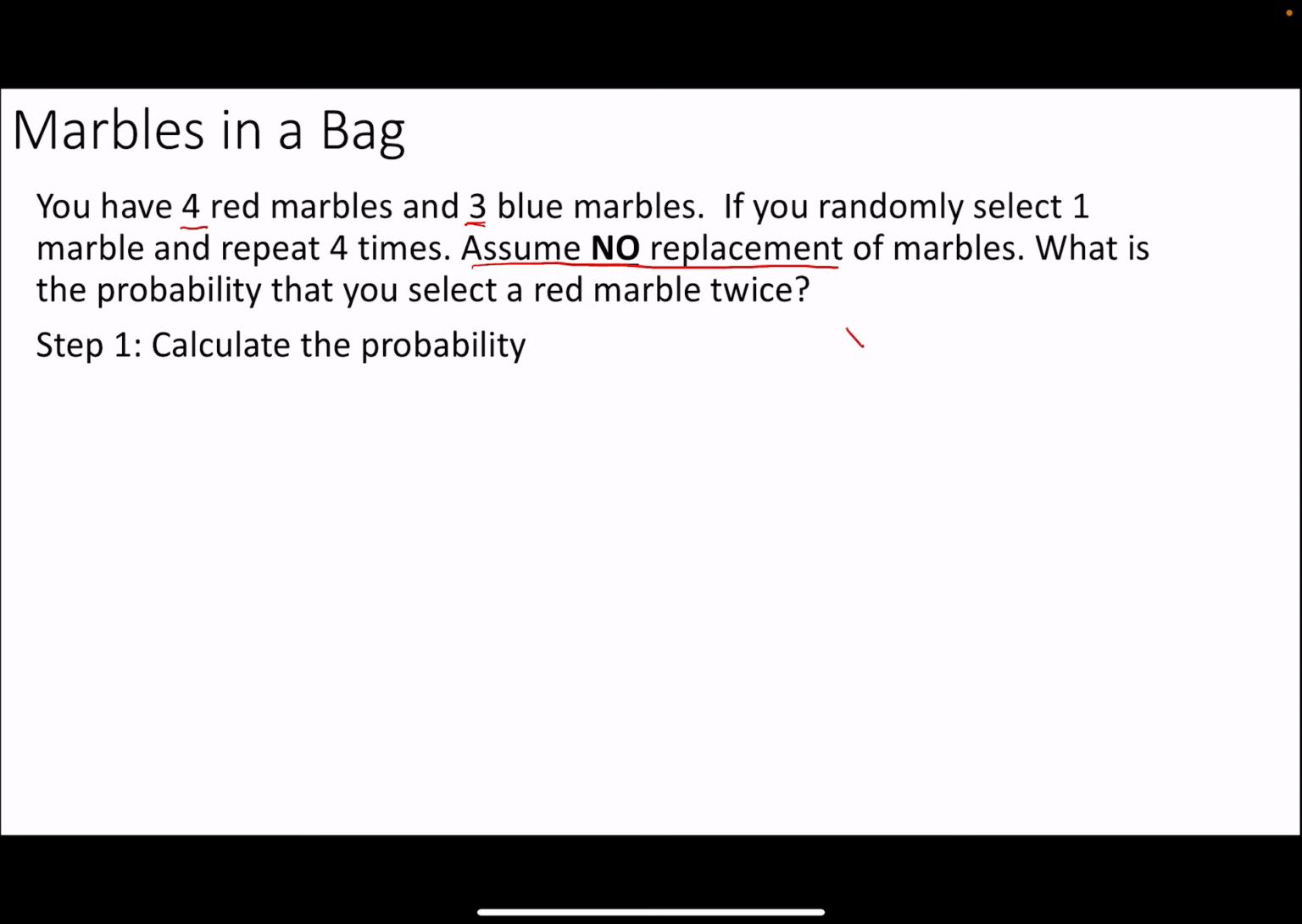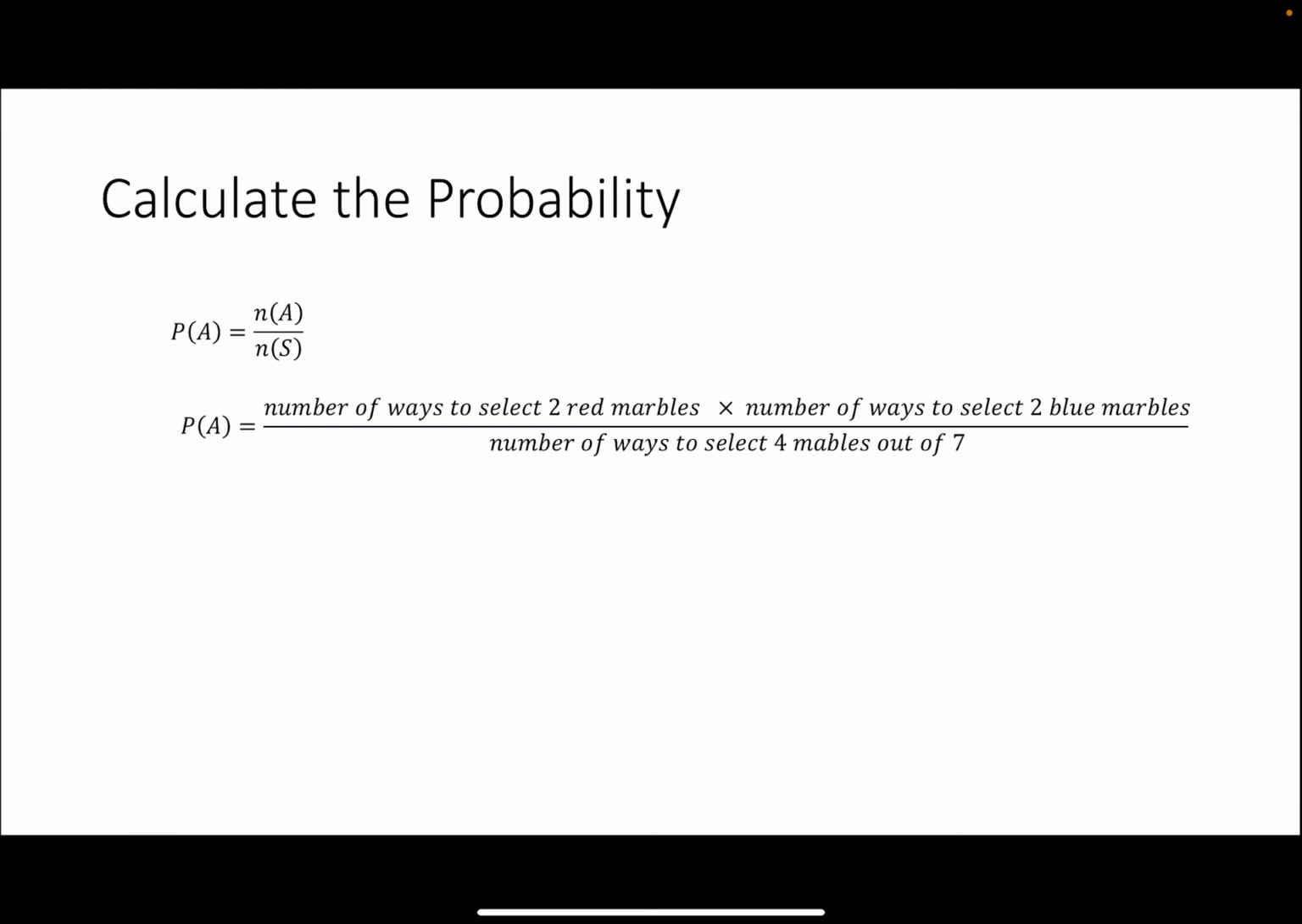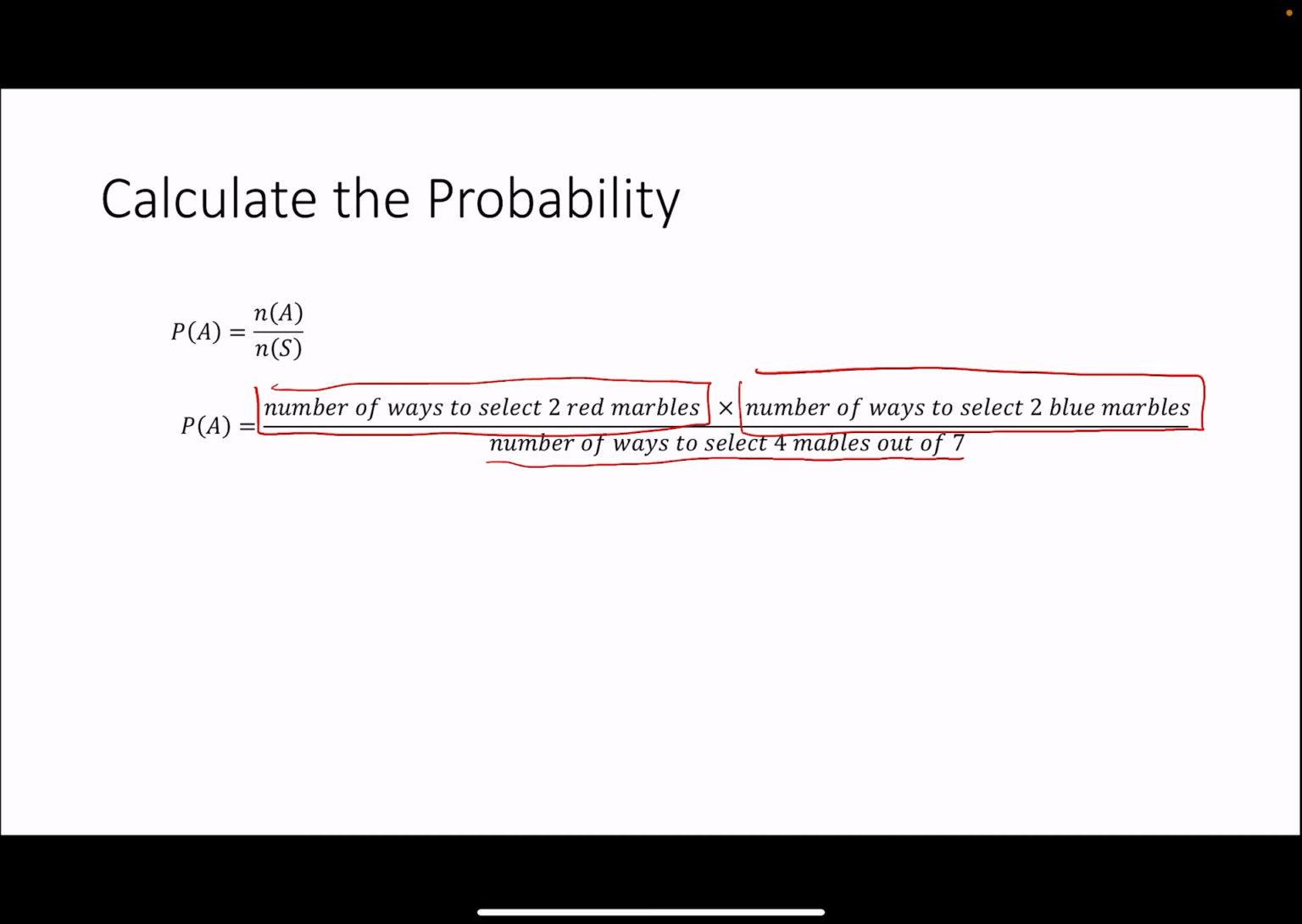So we have x equals 2. We're going to explore this problem by calculating the probability tree, just like we did with binomial distribution. Okay? So we can calculate the probability, which is NA over NS, which is the number of ways to select 2 red marbles multiplied by the number of ways to select 2 blue marbles, divided by the total number of ways to select 4 out of 7.